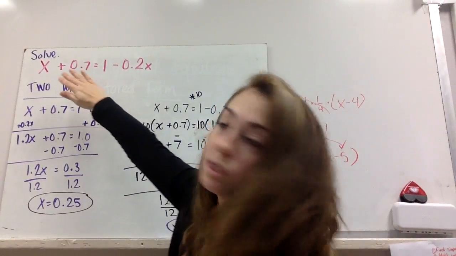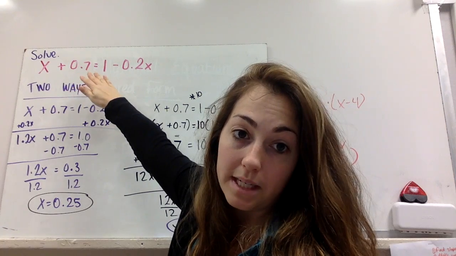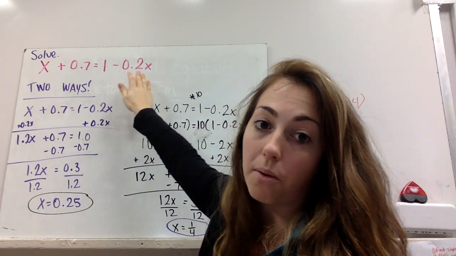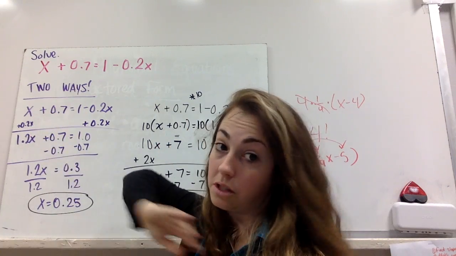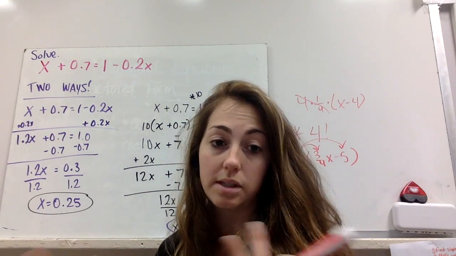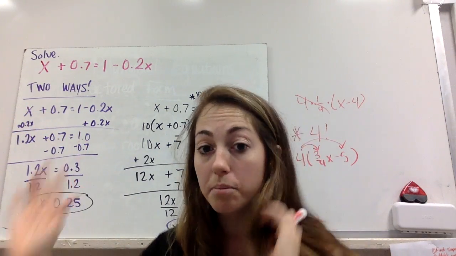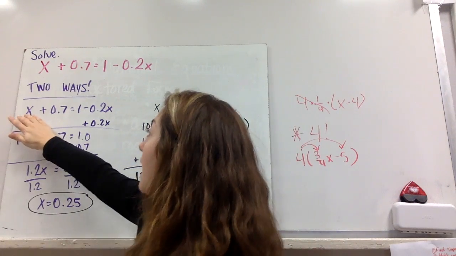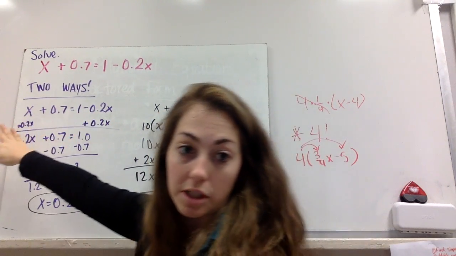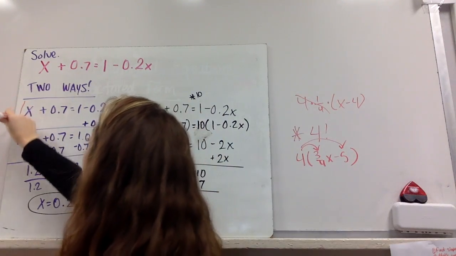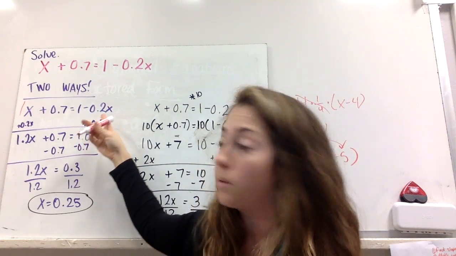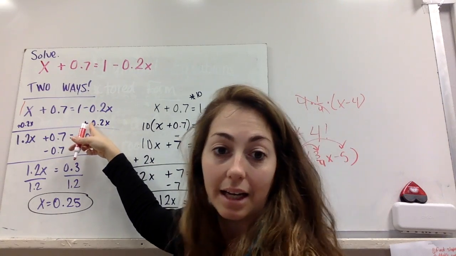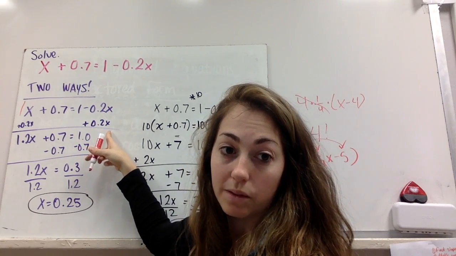And again, I'm going to show you 2 ways. So I have x plus 0.7 equals 1 minus 0.2x. So the first way is it's a 2-step, there's variables on both sides, so I've just got to literally move the smaller variable over. My x and my negative 0.2x, which is smaller, well, this is 1x, right? And this is negative 0.2x, so that's smaller, so I undo my negative by adding 0.2x to both sides.